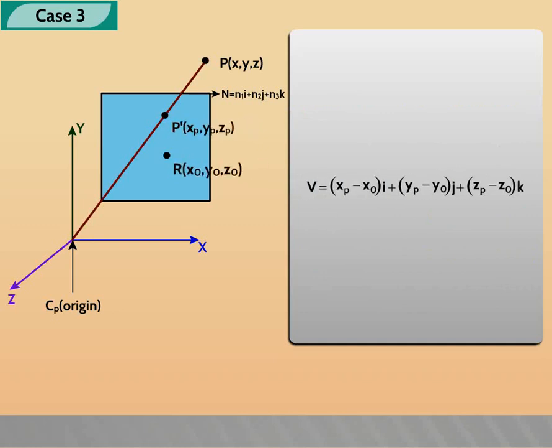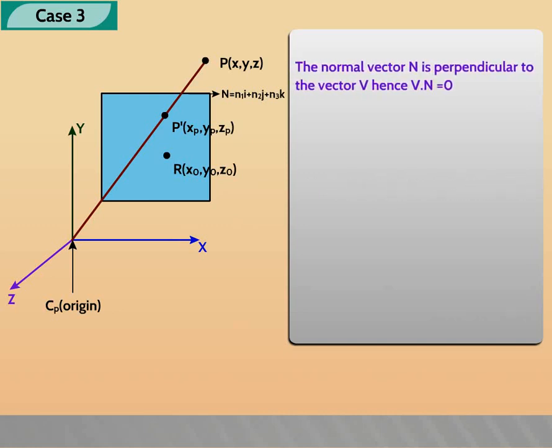V is equal to (xp minus x naught) i plus (yp minus y naught) j plus (zp minus z naught) k. The normal vector n is perpendicular to the vector v, hence v dot n is equal to 0. That is, n1 into (xp minus x naught) plus n2 into (yp minus y naught) plus n3 into (zp minus z naught) is equal to 0.